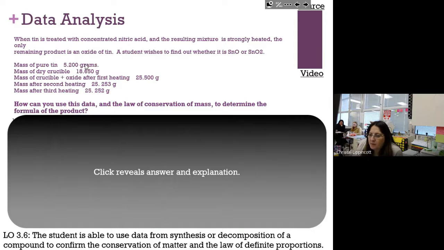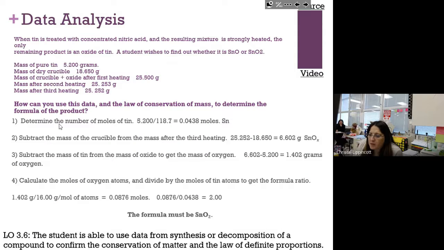Here you had heating to constant mass. That's another term that they really enjoy you using properly. So heating to constant mass, you're going to determine, so the formula down here is SnO2. Anybody not get that formula? You did well on this one.